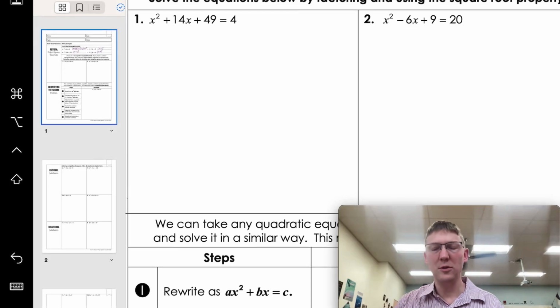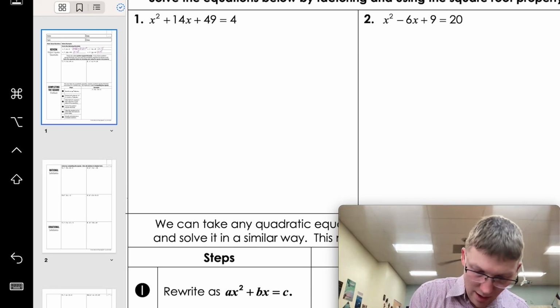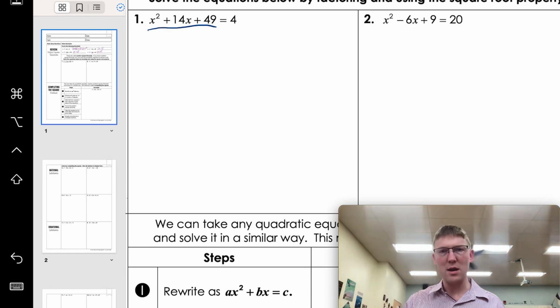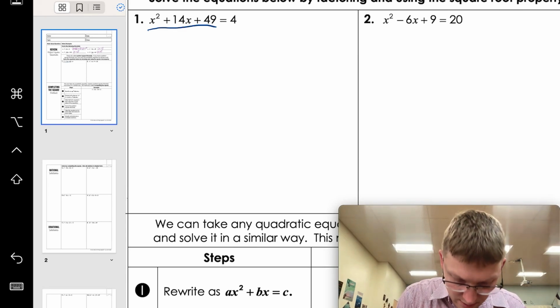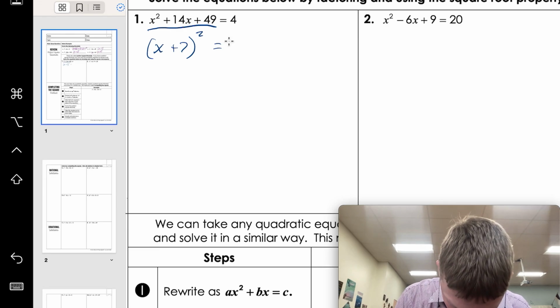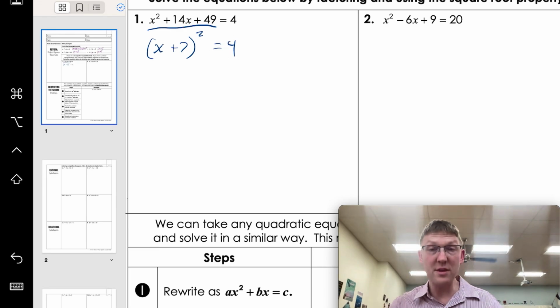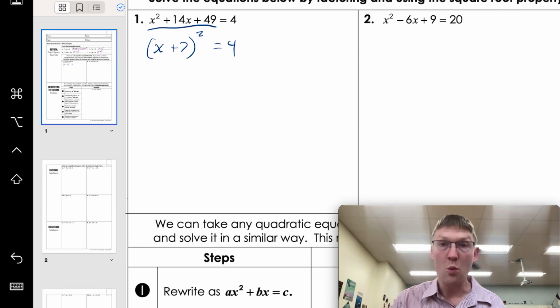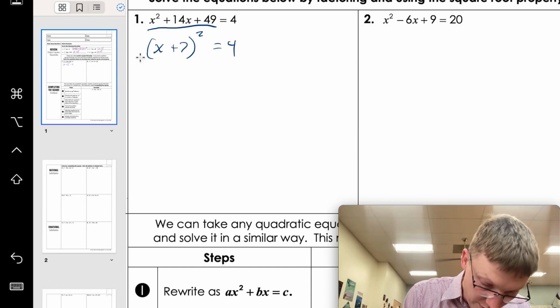Okay, so what are some of these problems going to look like? These first two examples are really great examples of what we're looking for, because they're a little arbitrary and not likely to happen normally. If we look at that, we've got a perfect square trinomial, so we can factor that. We've got x plus 7 squared equals 4. And this is actually what we're looking for. Once we have a situation where it's something squared equals a number, we have a mechanism to solve it.